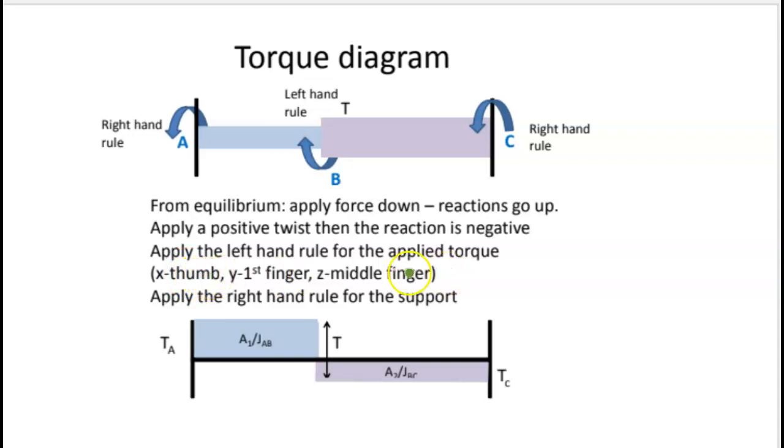Now if you apply the torque diagram, we use a left-hand rule for the applied torque, where X is the thumb, Y is the first finger, and Z is the middle finger. So now if I want to find the torque, the easy way is because this is anti-clockwise, you can see it's going up, that notation. This one is clockwise, so it's going to be down.